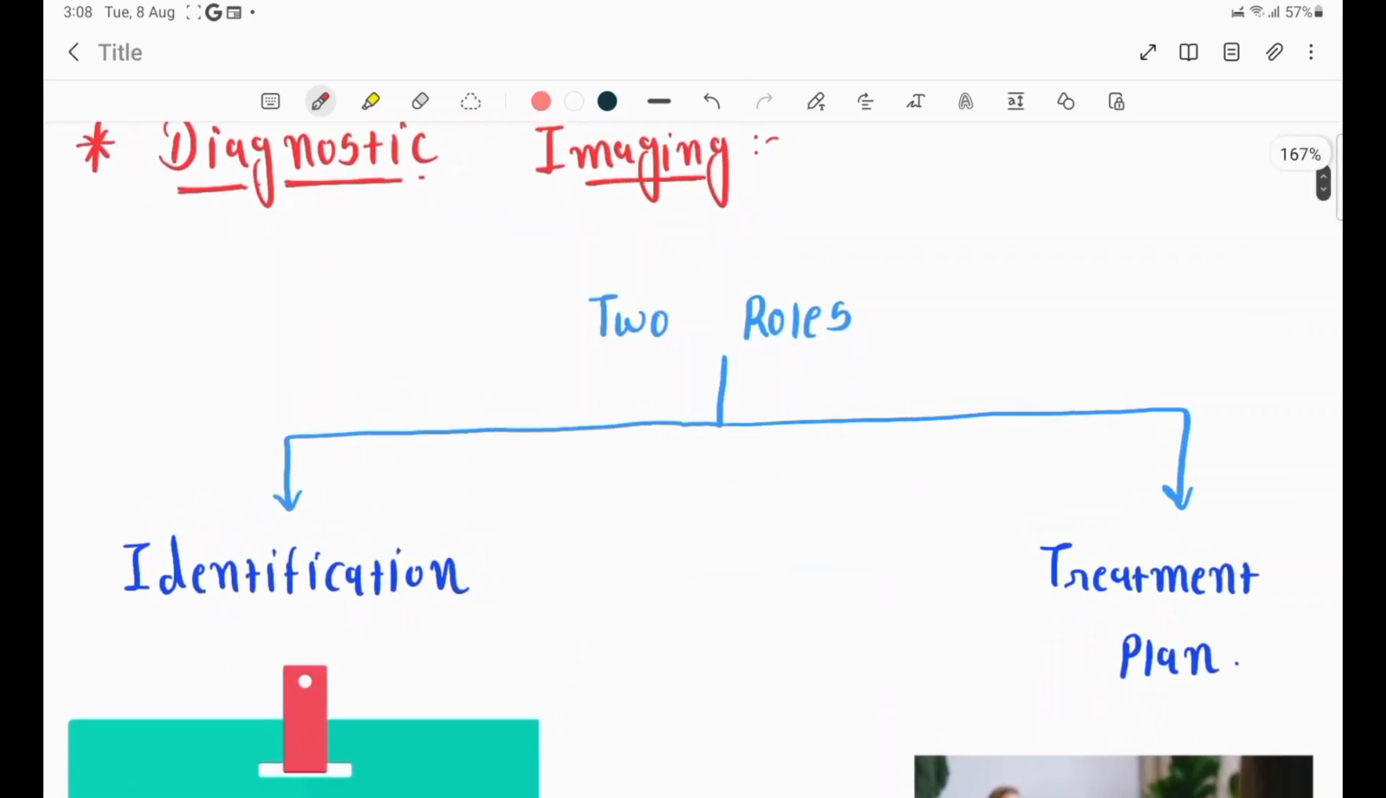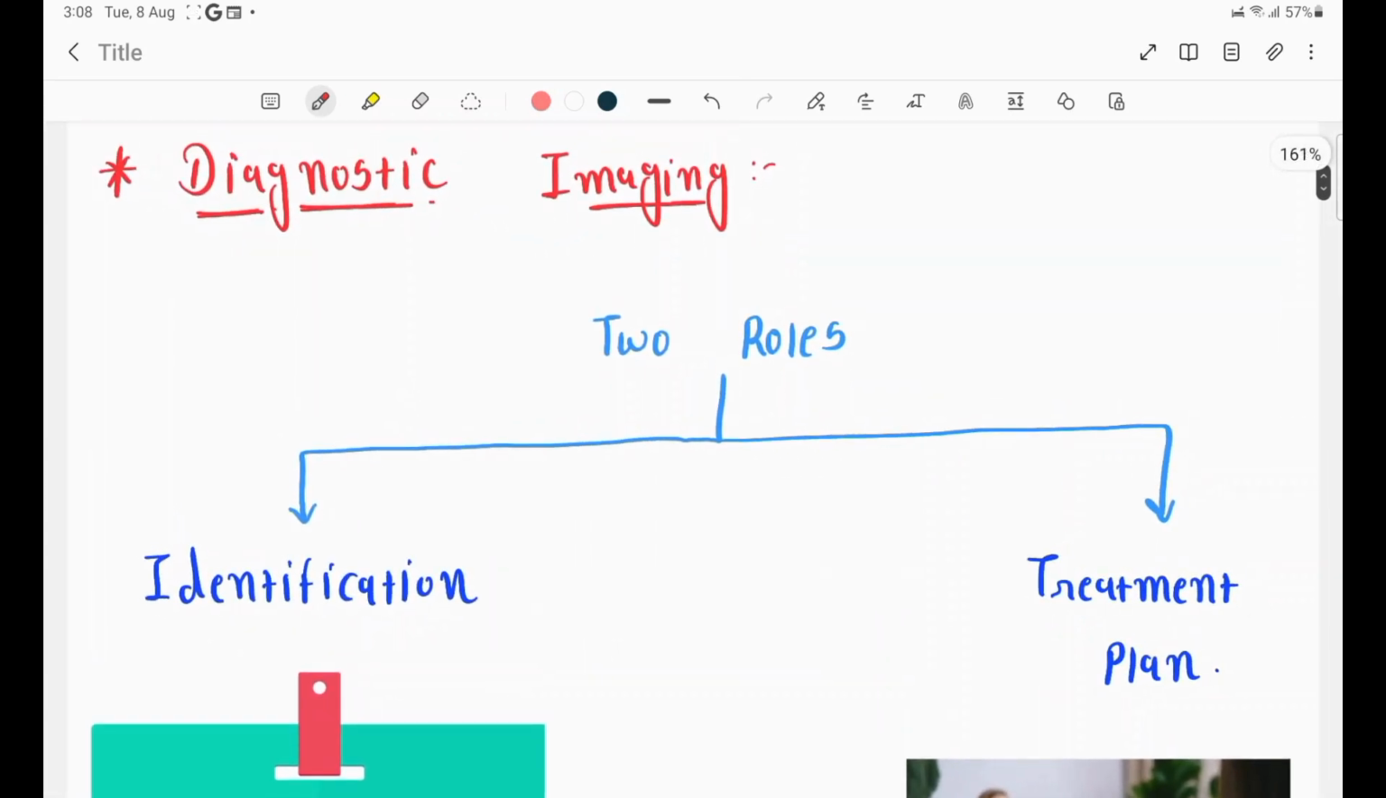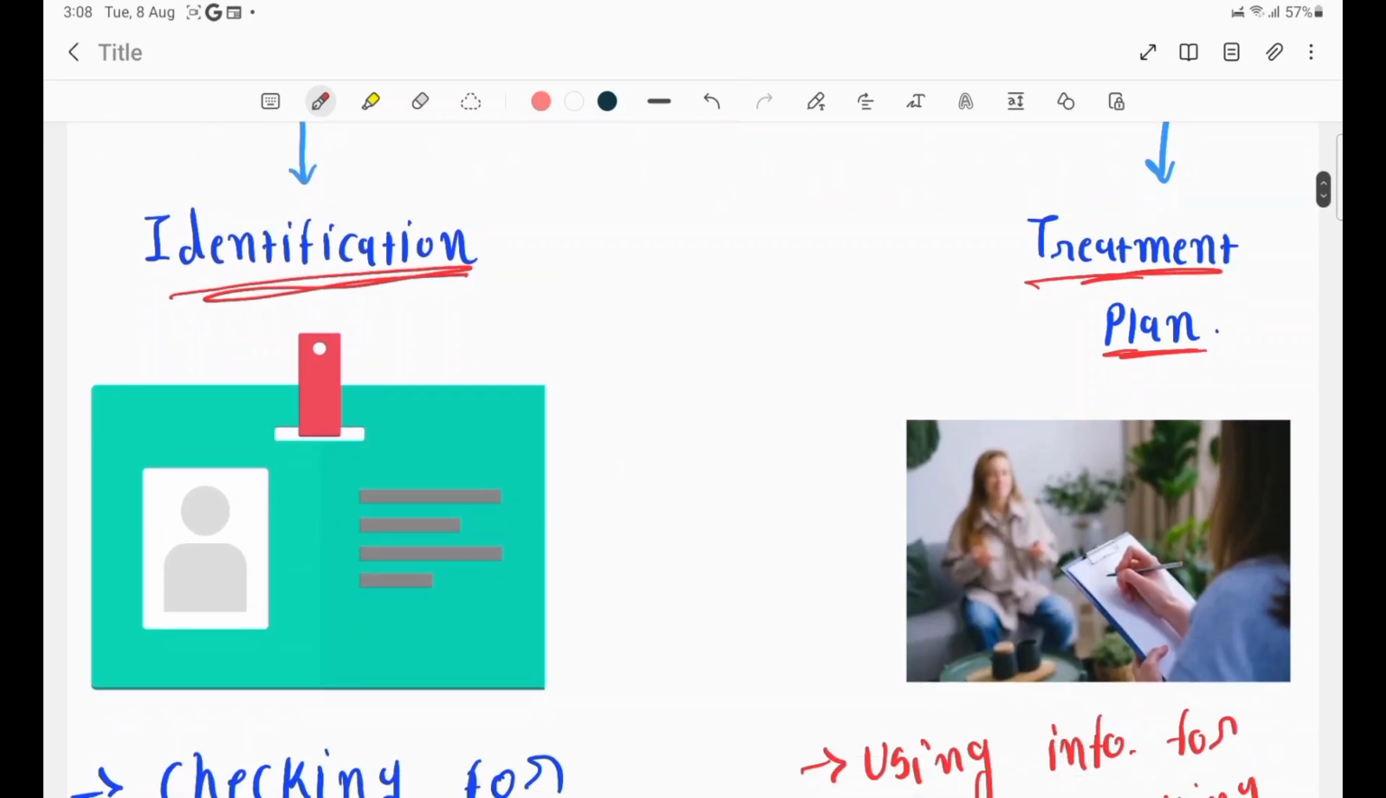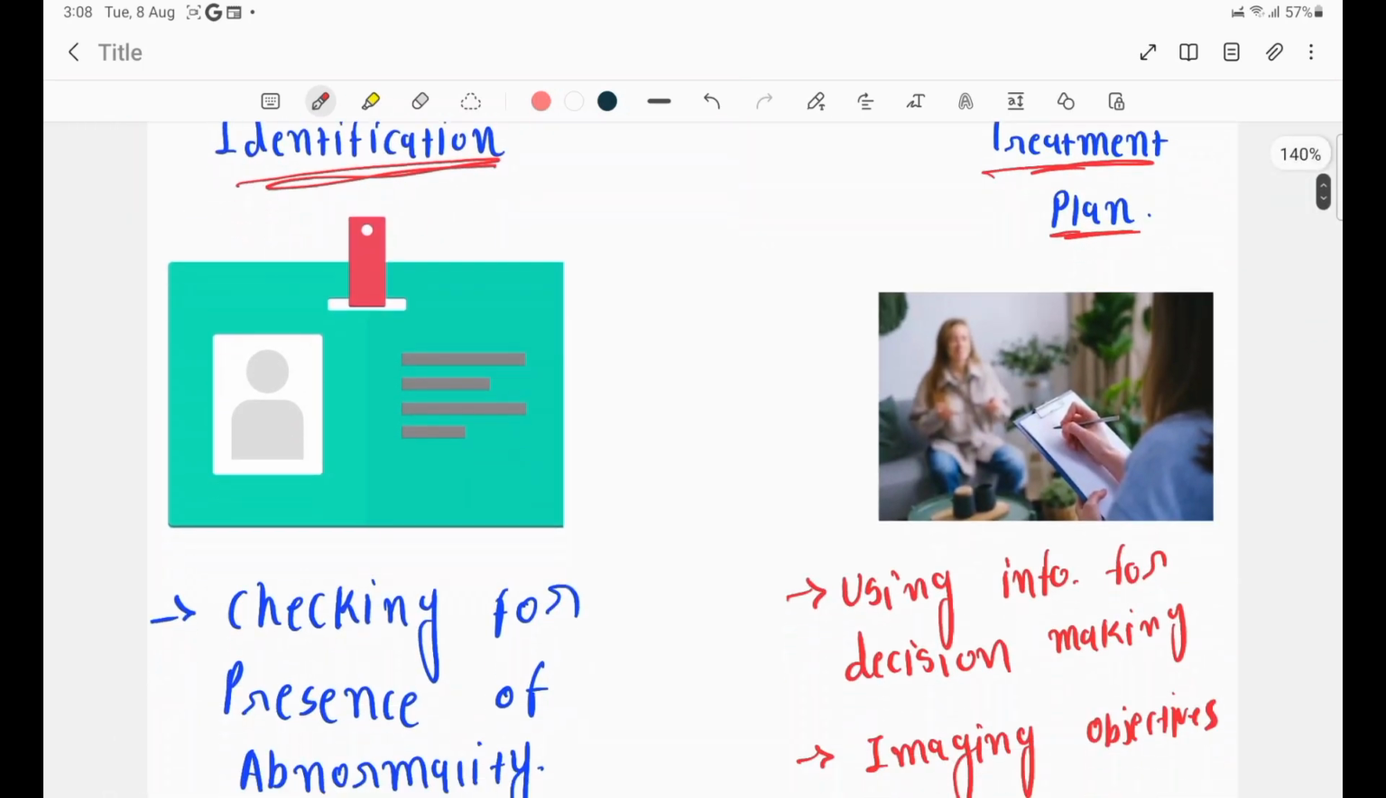So starting from what is diagnostic imaging? It is like having magical eyes that help us see things hidden inside a patient's mouth. As dental professionals, we use it for different important purposes. The main role is for identification and treatment plan. When a patient comes to us with a problem, we use imaging to find hidden issues like cavities or infections that we can't see from outside.